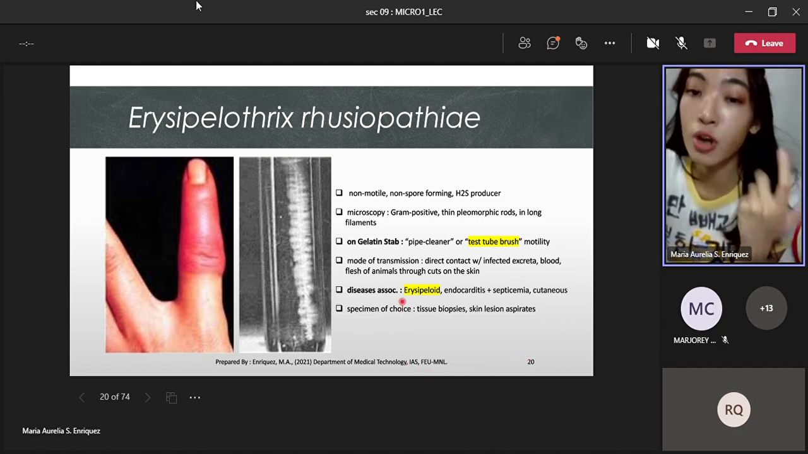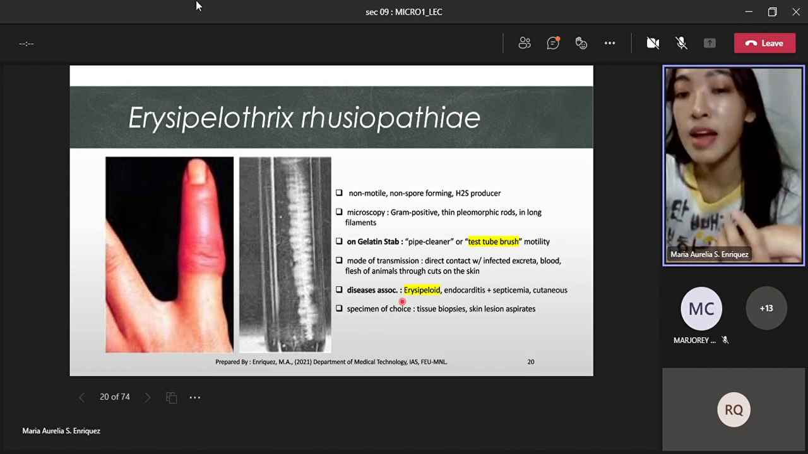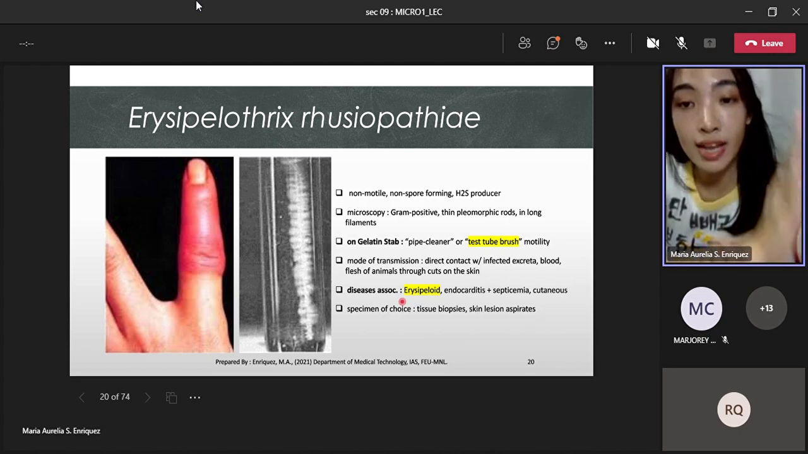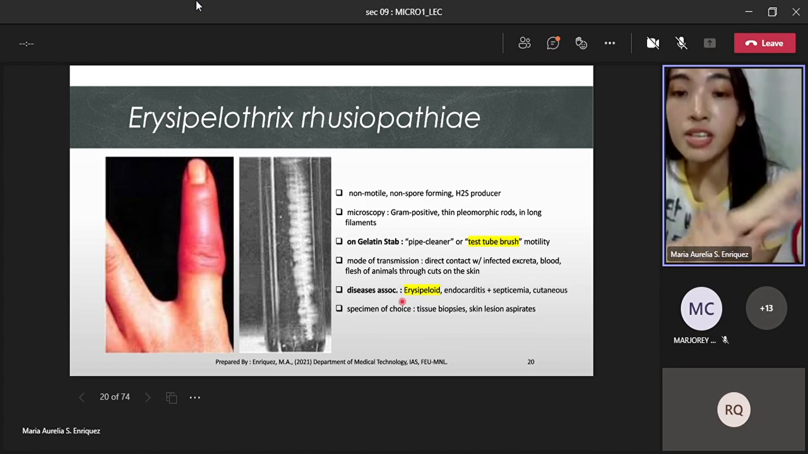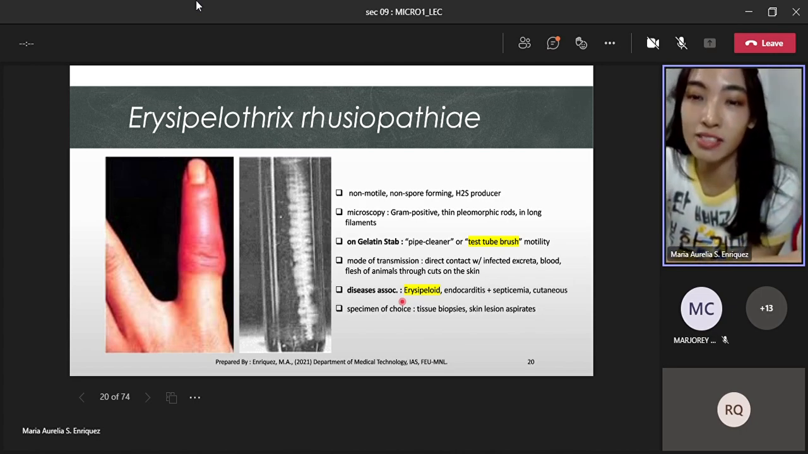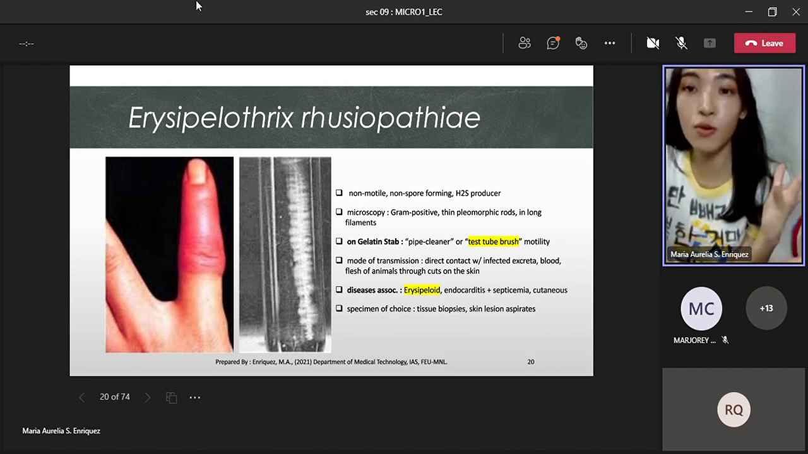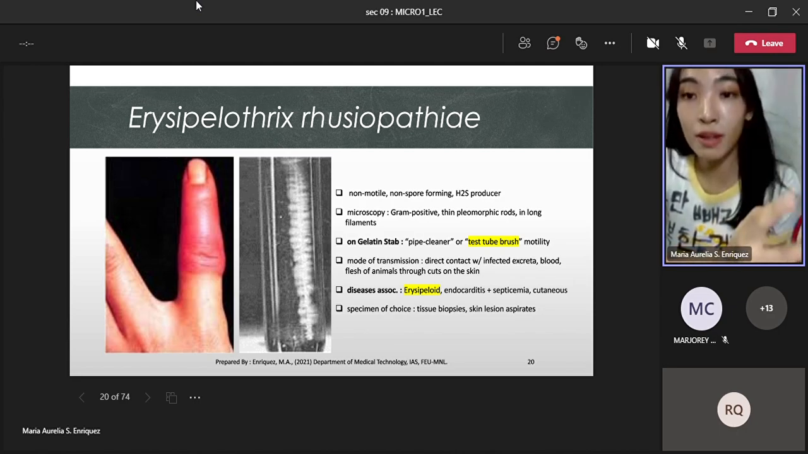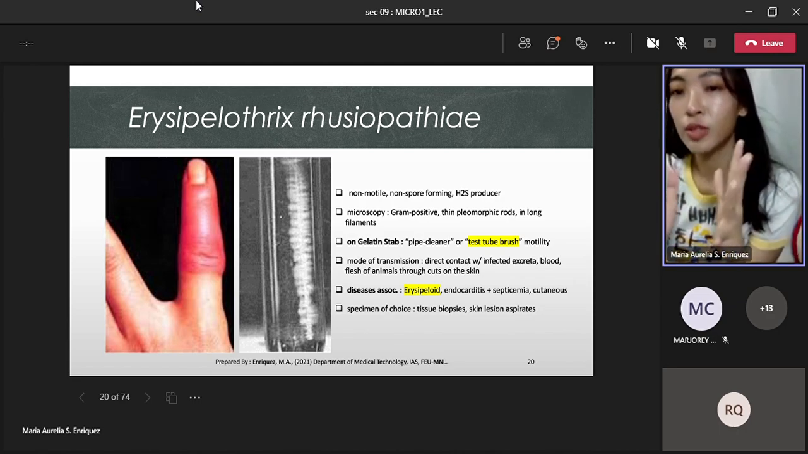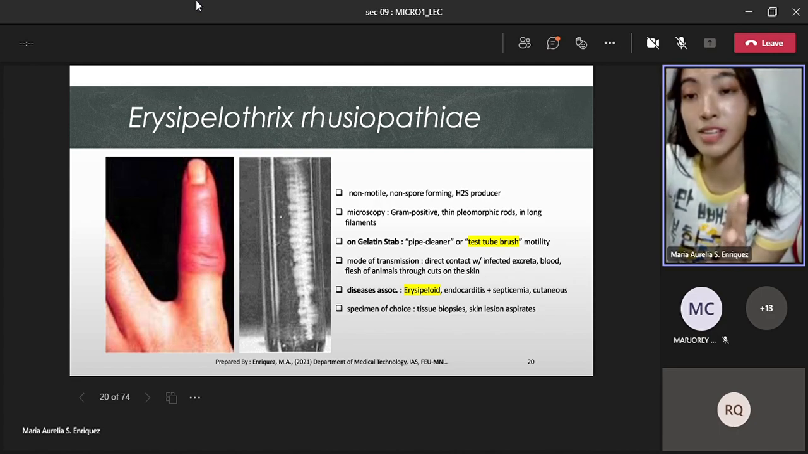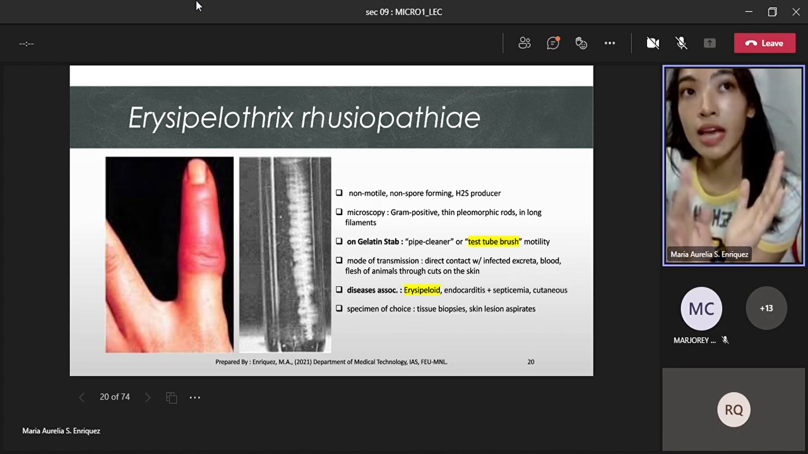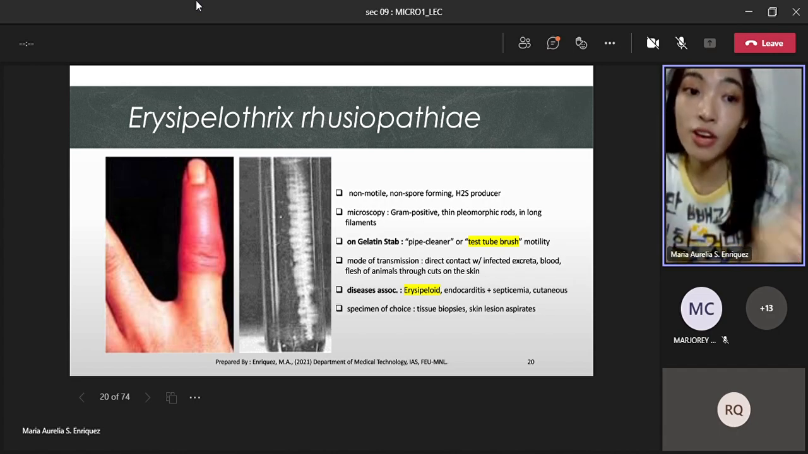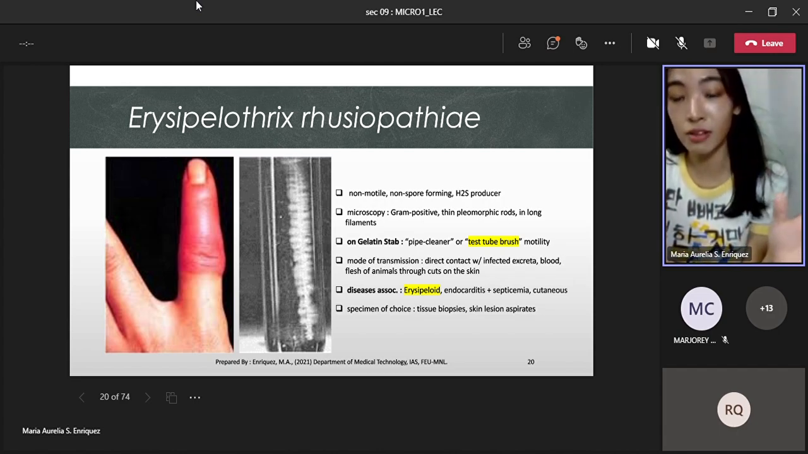So this is the most common infection that is caused by Erysipelothrix rhusiopathiae in humans, and this is a localized skin infection that resembles streptococcal erysipelas. So medyo magkamukha po yung lesions na napoproduce during erysipeloid and erysipelas. So tandaan lang po na magkaiba sila ng causative agent. Ang erysipelas po is caused by streptococci, and ang erysipeloid po is caused by Erysipelothrix.